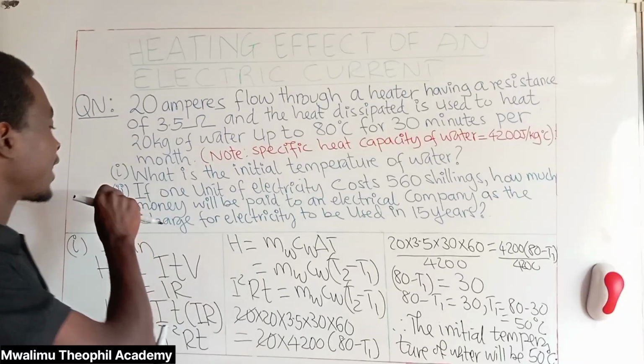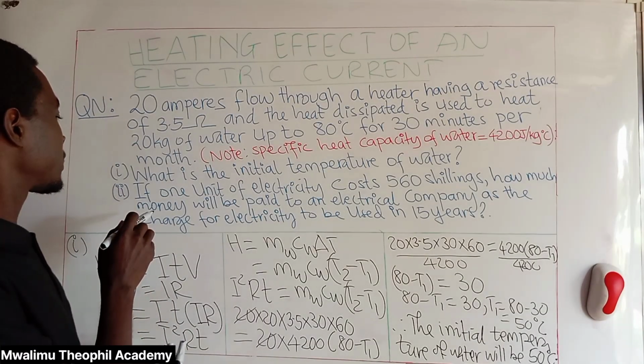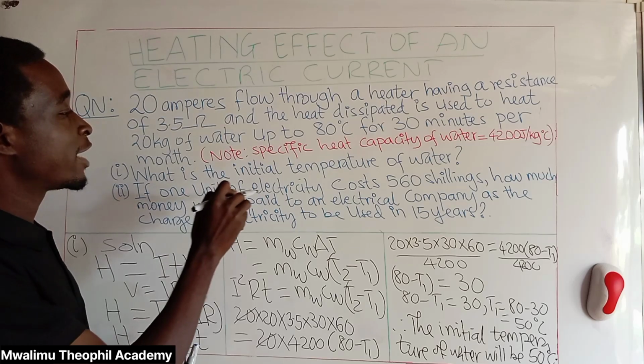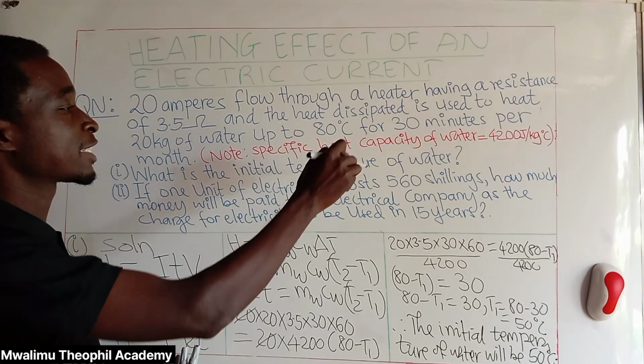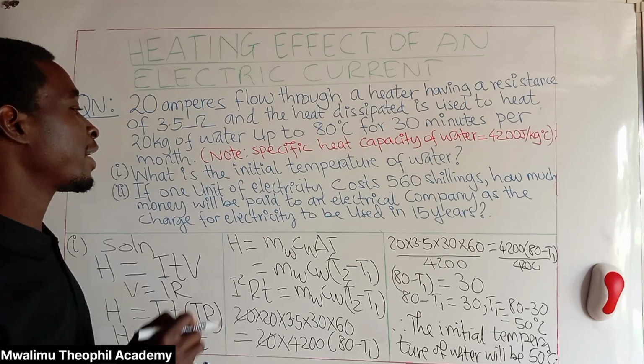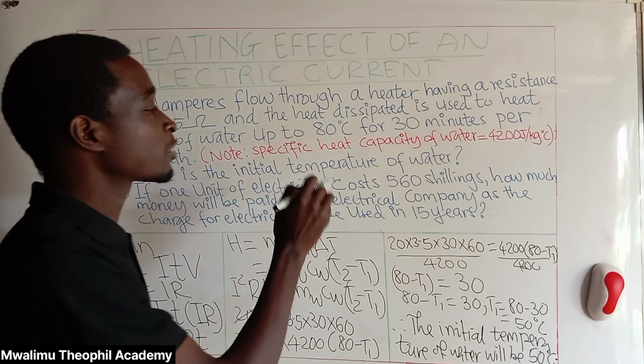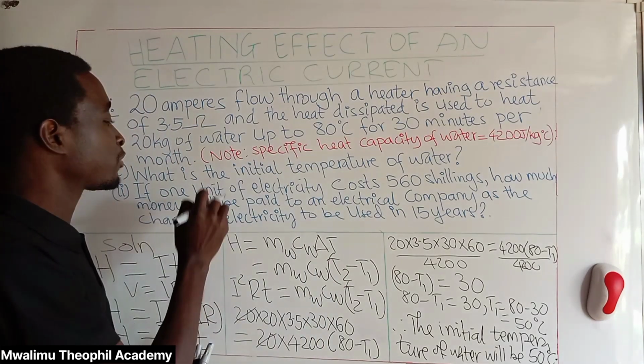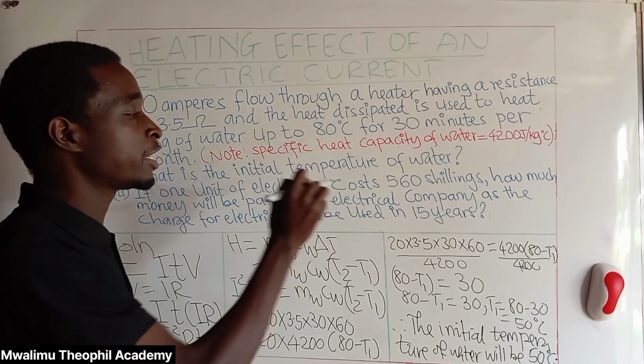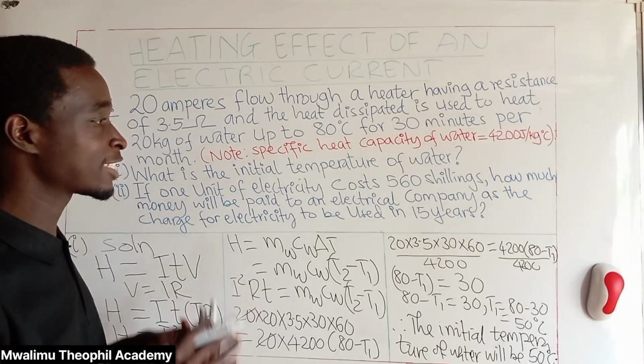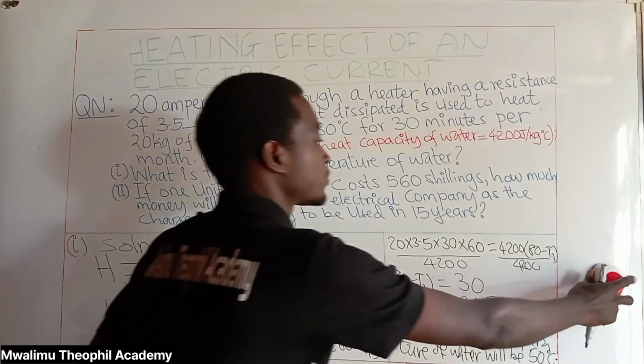Now let us see the second part, which is: if 1 unit of electricity costs 560 shillings, how much money will be paid to an electrical company as the charge for electricity to be used in 15 years? Let us see the solution for this.